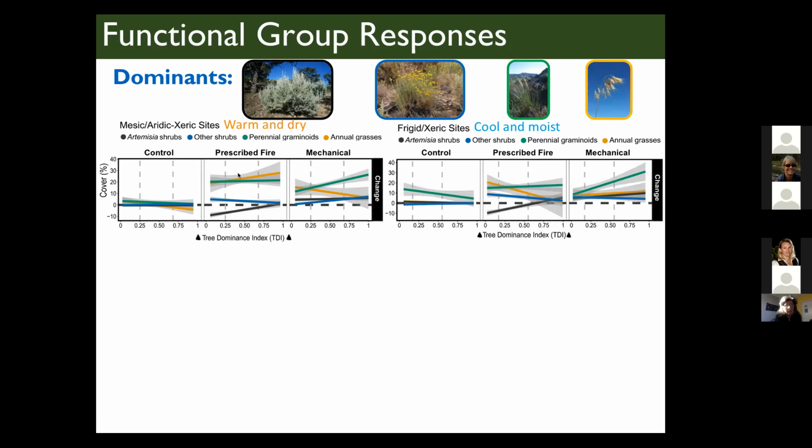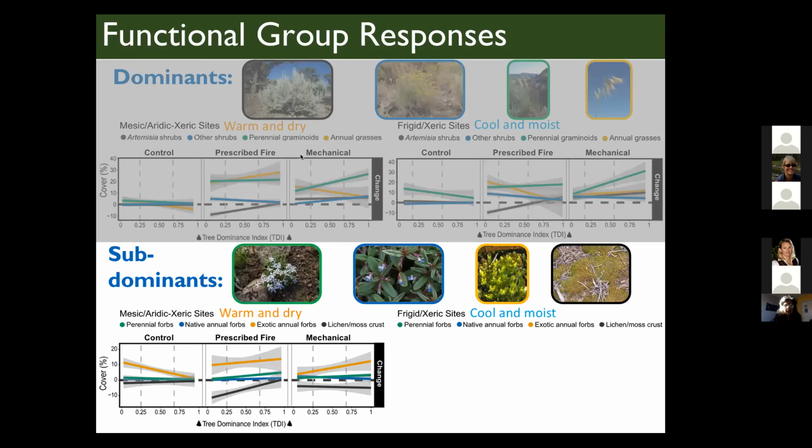So now let's take a look at the cool and moist sites. So again, we see that negative effect of prescribed fire on Artemisia shrubs at low TDI and a slight increase in Artemisia shrubs with mechanical treatments. We see a little bit more of a response from the other shrubs, particularly with the prescribed fire treatments. And again, our strongest responders are perennial grasses, which responded well to both treatments. Again, for mechanical, it depended on TDI. And then annual grasses also increased, but if you note, it's not nearly as severe as at those warm and dry woodland sites.